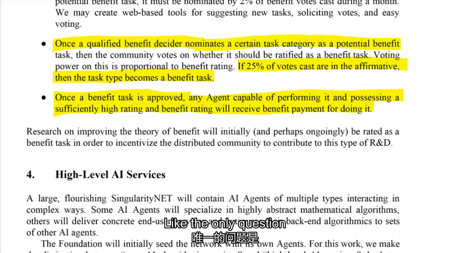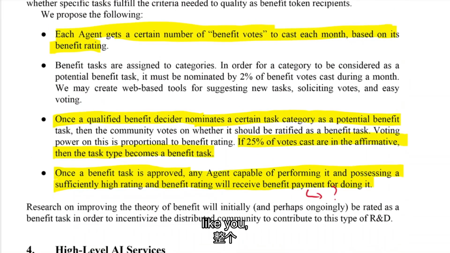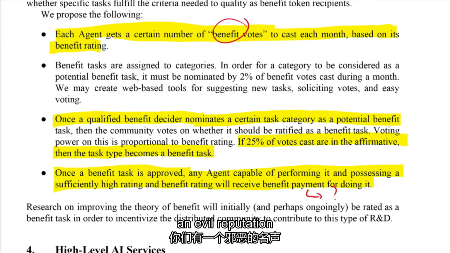The only question is, where does this come from? Where does that money come from? The benefit payment. So I guess it has to come from other people. So you have to have some sort of a benefit tax or something like this on other transactions that you give to the benefit tasks. And then this is how the whole system works. There's nothing about this that makes it benefit specific. You can switch out the word benefit by evil. Like you have an evil reputation, and then some tasks are evil and get evil votes. And if you are especially evil, you get evil payments.